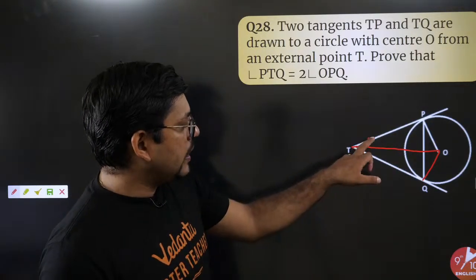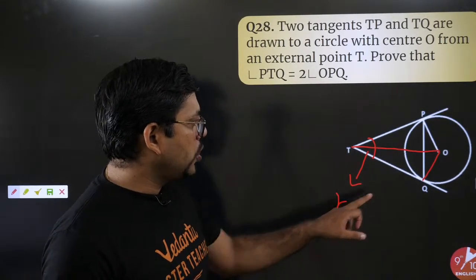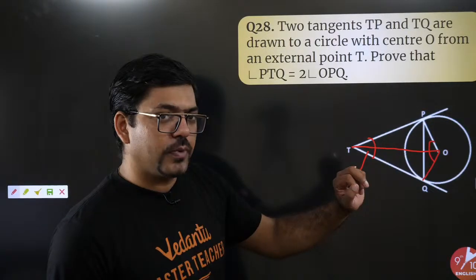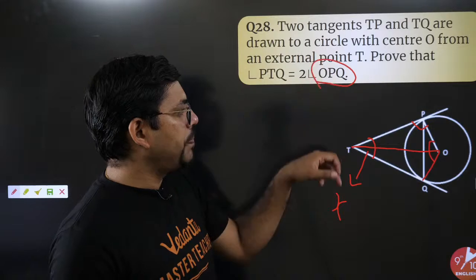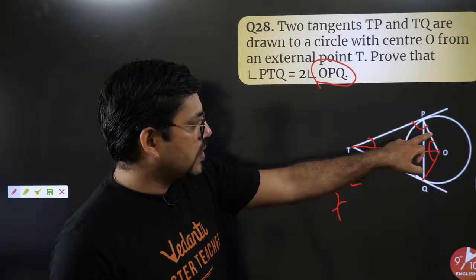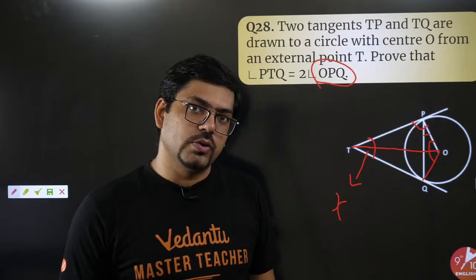PTQ, this angle PTQ, so if you assume this angle to be x, this angle will be 180 minus x. Okay, and these two are 90 and 90. So the question is saying prove that 2 times OPQ, so this angle you have to prove x by 2. Easy है, हो जाएगा. Just try it once, you will be able to do this.